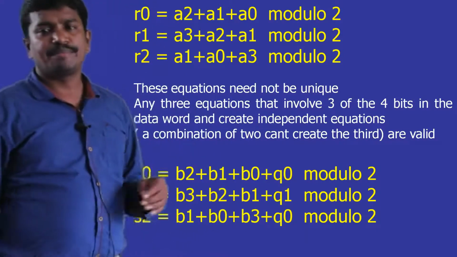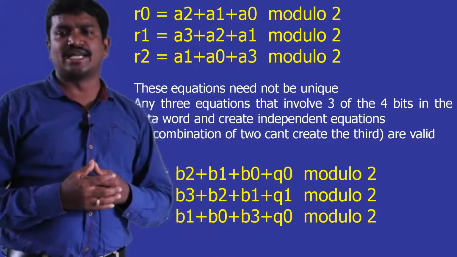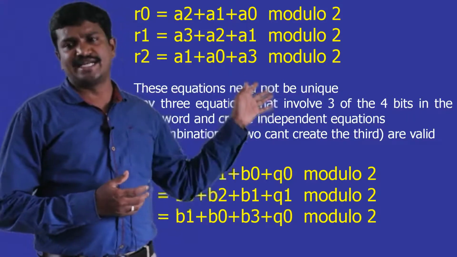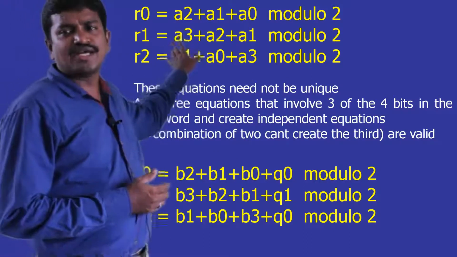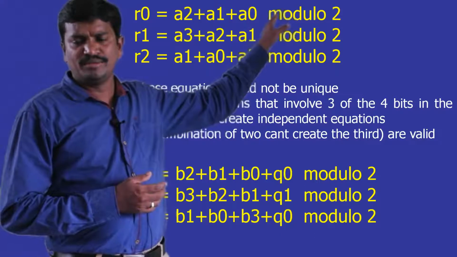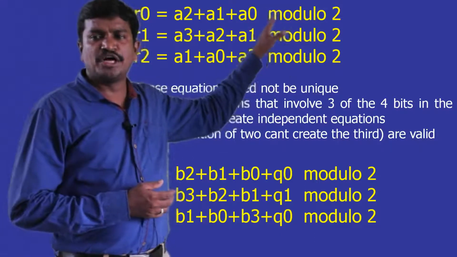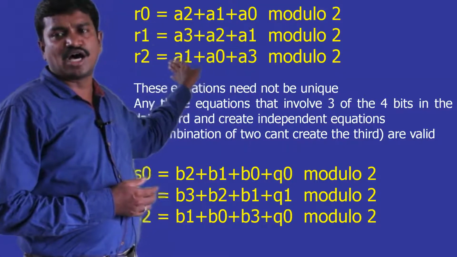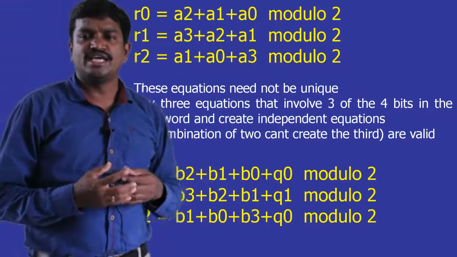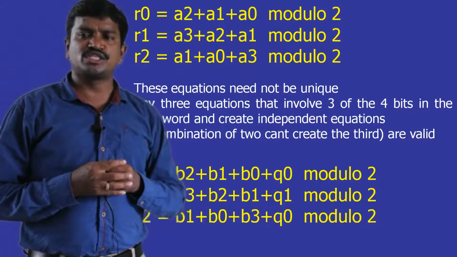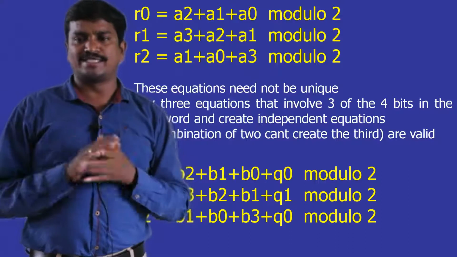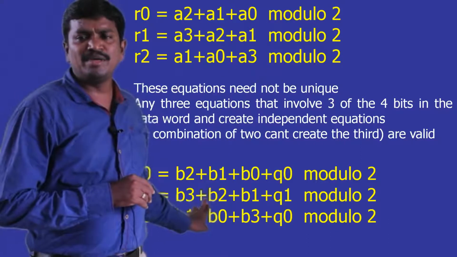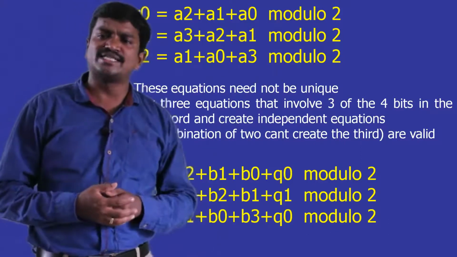Now the question is how these redundant bits are calculated. Redundant bits are calculated at the sender side with the help of these equations. R0 is calculated by doing a modulo 2 XOR on A0, A1, A2, and R1 and R2 are calculated based on the other equations. These predefined equations are known to both parties. Whatever equation we apply at the sender side, the same equation is applied at the receiver side in order to calculate the syndrome value back.